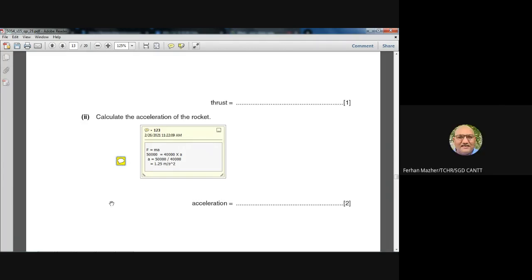Muskan, do you understand? We have used the second law of motion. F equals ma. Its mathematical form is F equals ma. The mass we know, and we also know the resultant force. The resultant force was 50,000 Newton, and the mass was 40,000 kg. And this is how we found the acceleration. Yes, sir. Okay.